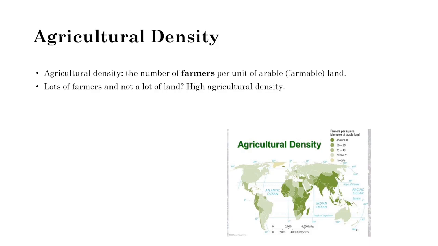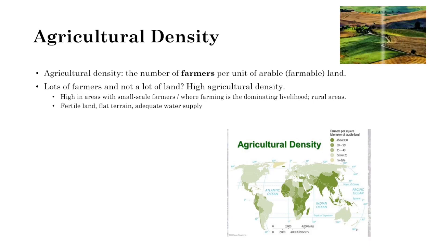That's high agriculture density. It's high in areas with small scale farmers where farming is the dominating livelihood. It's higher in rural areas as well. And these are areas that have fertile land, flat terrain, adequate water supply. So areas where farming is very prominent in the economy, where they're farming to feed themselves, feed their villages, feed their communities. Those are areas that have a high agriculture density. And these are areas that typically are less developed.